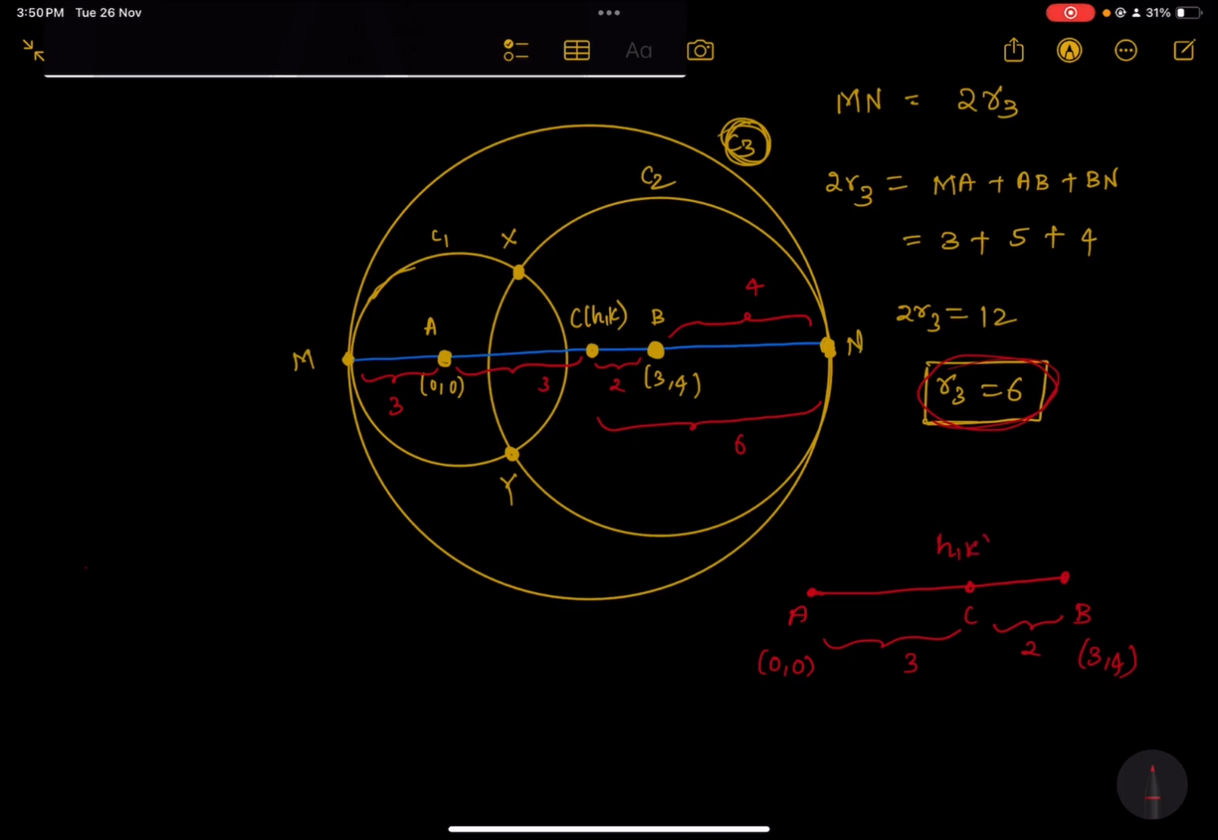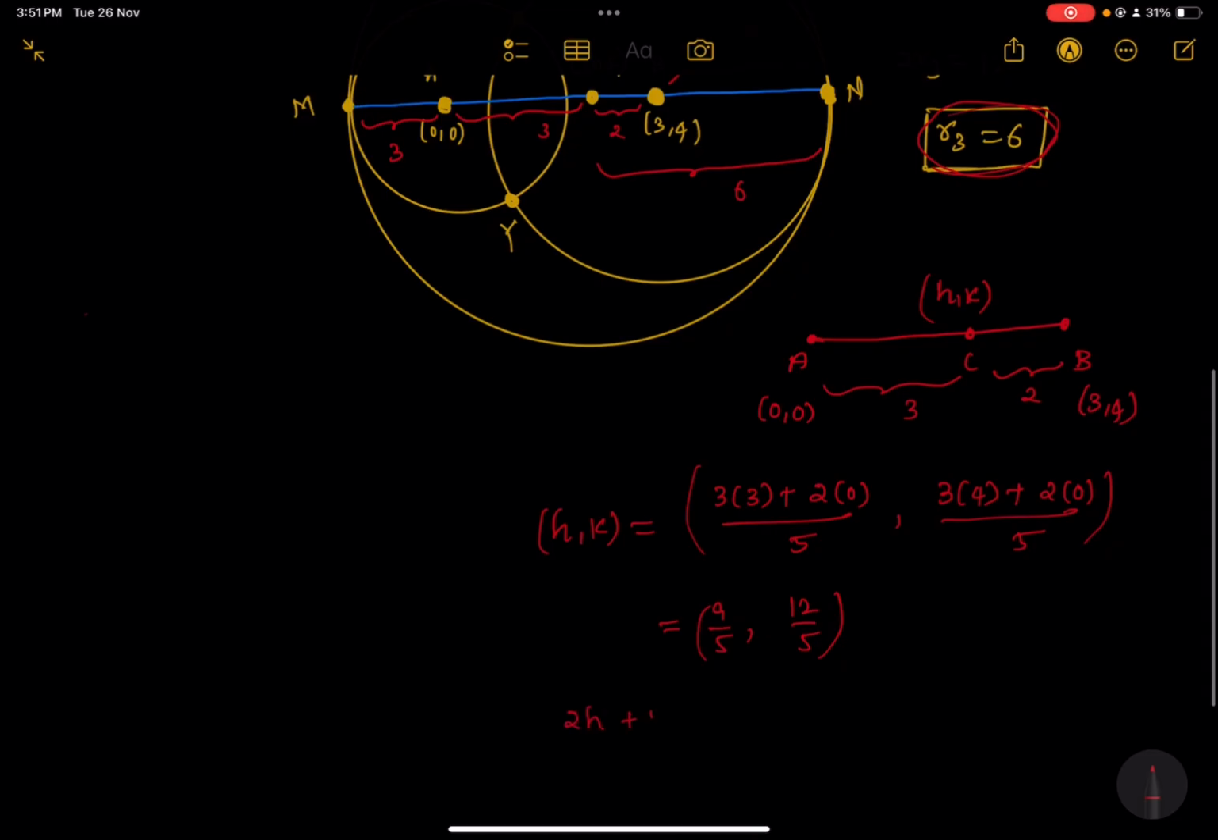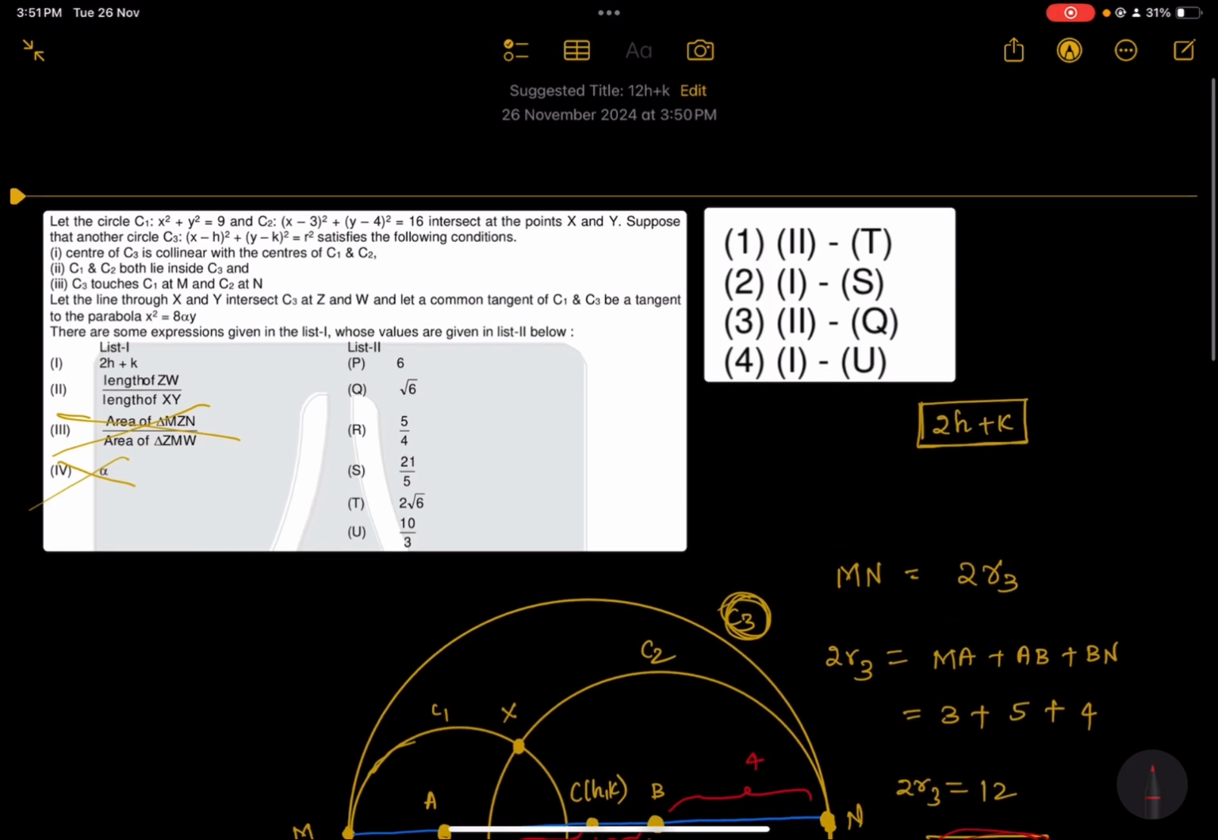To find out (h, k), we can directly apply the section formula. (h, k) is equal to (mx2 plus nx1) by (m plus n), (my2 plus ny1) by (m plus n). So this will be (9 upon 5, 12 by 5). We are asked to find out 2h plus k, so that will be 30 by 5. This is 6. 2h plus k is 6. So the first option goes to P. So this is wrong and this is also wrong.